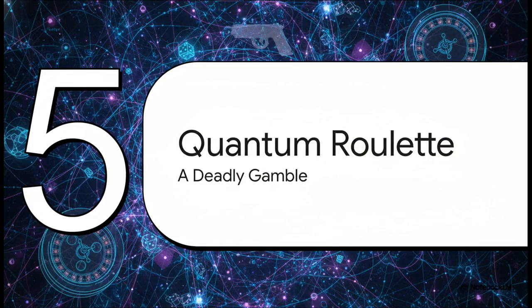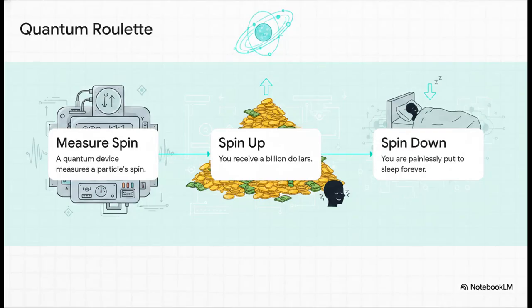All right, things are about to get really intense in Part 5, Quantum Russian Roulette. To truly grasp the extreme implications of this interpretation, let's look at a mind-bending thought experiment designed to push many worlds' logic to its absolute limit. Imagine a game of quantum Russian roulette. You hook yourself up to a machine that measures the quantum spin of a particle. It's a pure 50-50 quantum event. If the dial points up, you wake up and are handed $1 billion. If the dial points down, you're painlessly put to sleep forever.